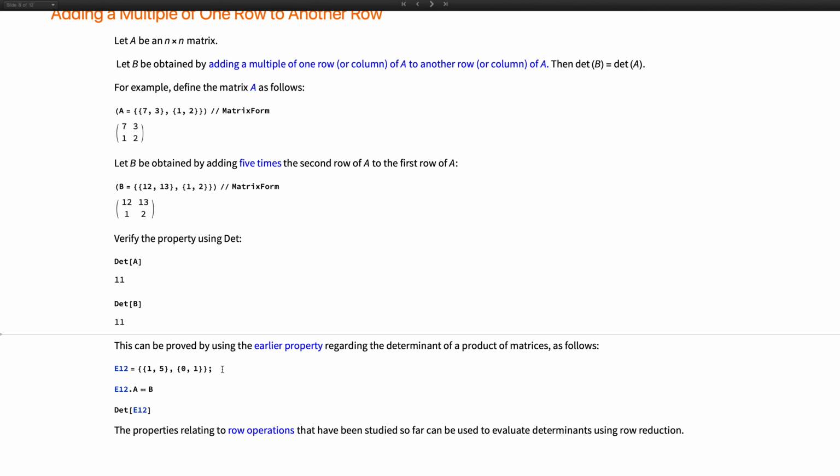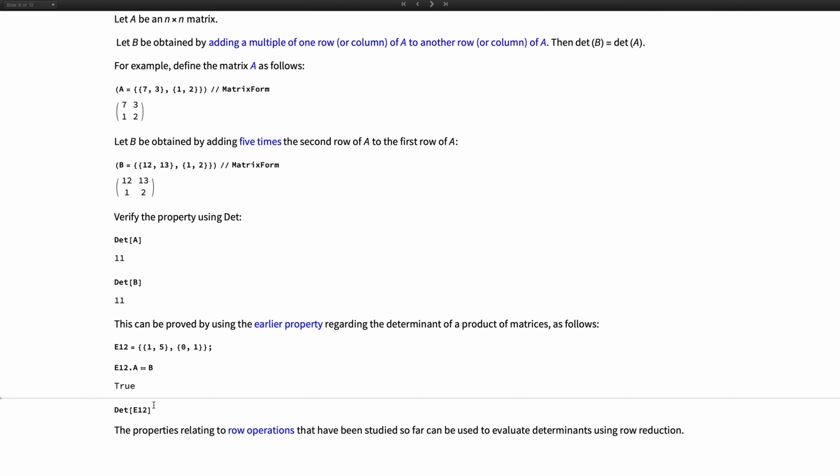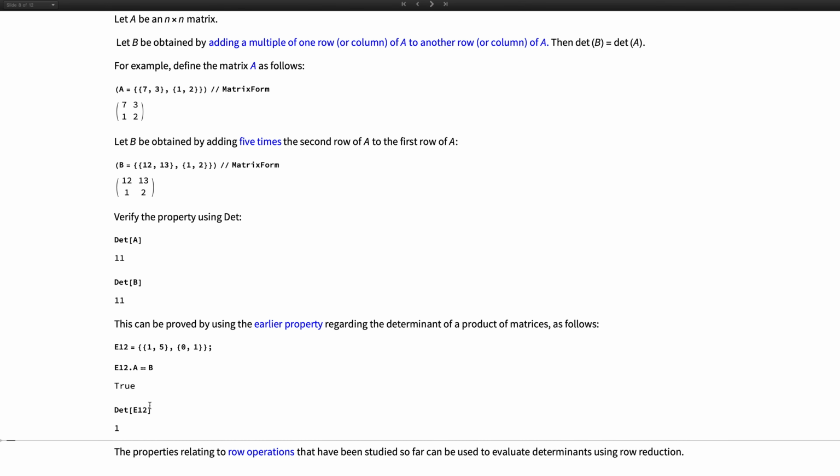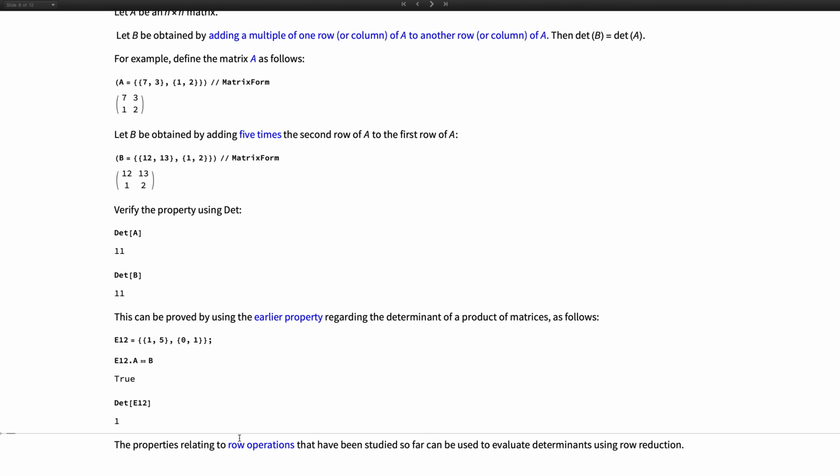And the reason is that if you take the elementary matrix over here, then multiplying it by A gives B, but its own determinant is actually equal to 1. And hence you have equality over here. Okay, now these properties can actually be used to evaluate determinants using row reduction, although we'll not do it over here.